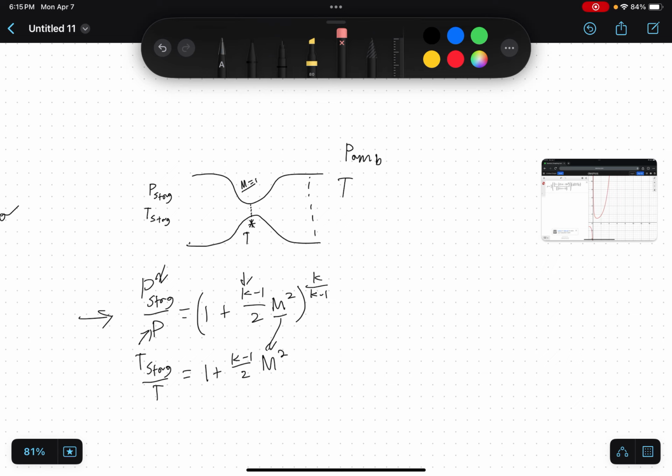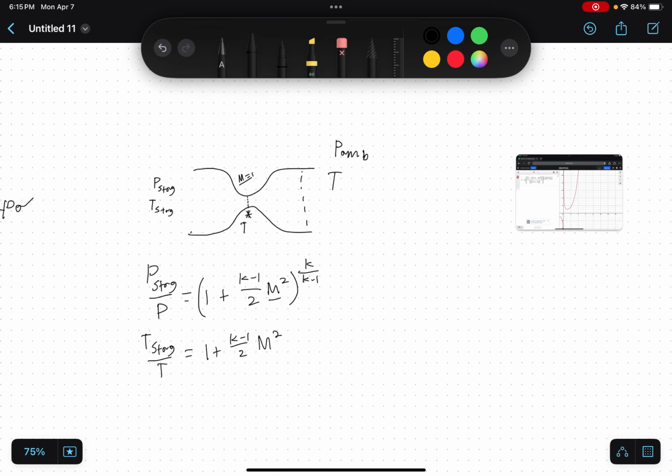So why is that important? It is important because you can solve for thrust, and you need thrust when you're shooting a rocket into space. So how do you get thrust?